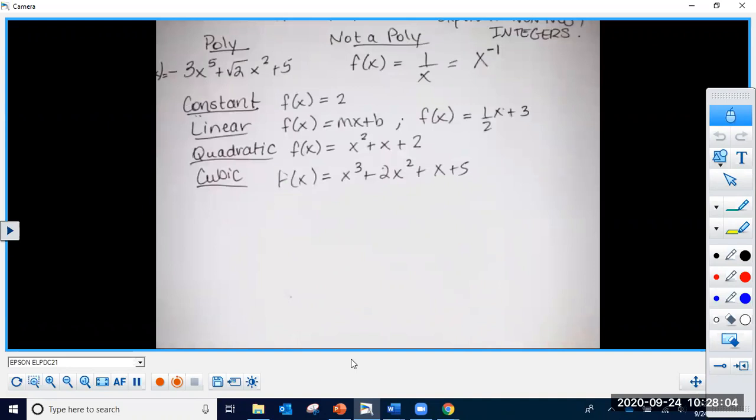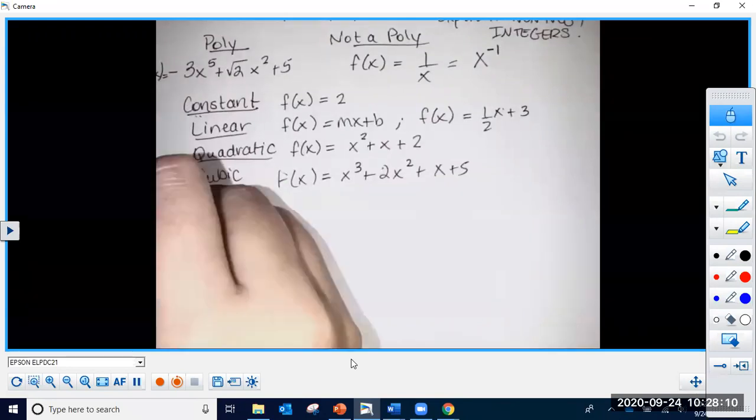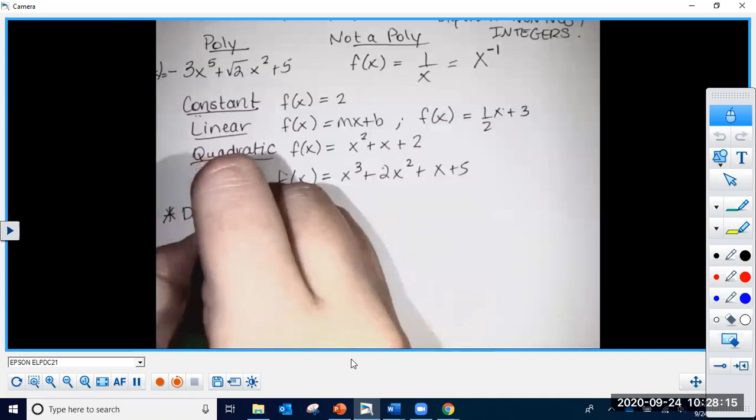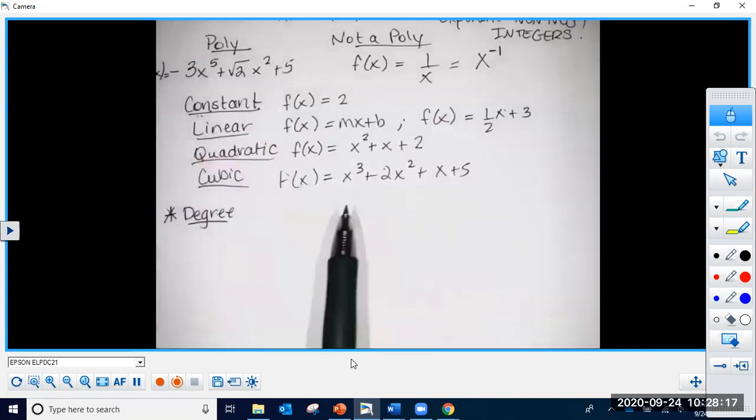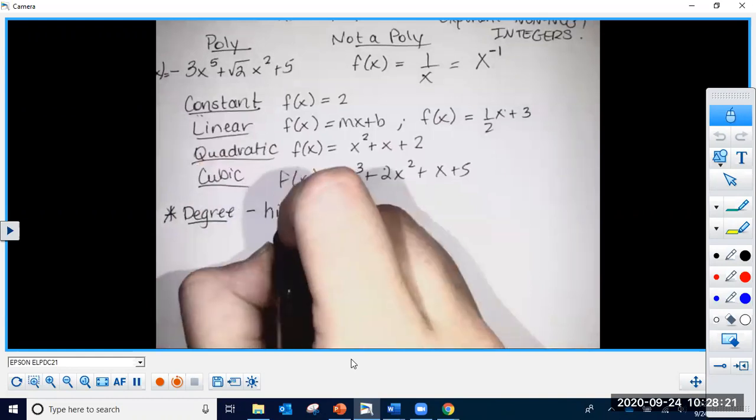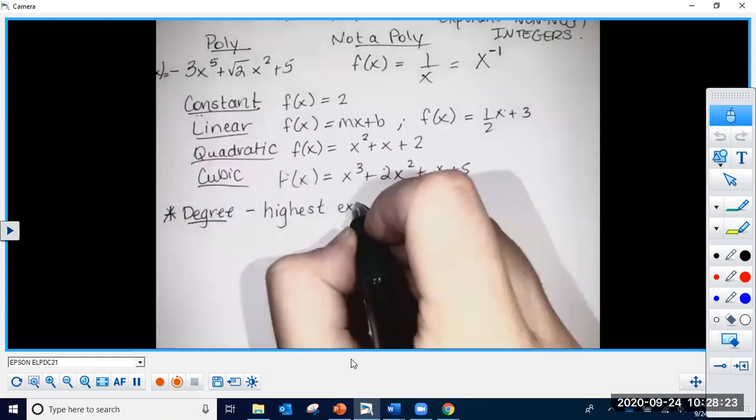All right, another thing that we're going to use in a minute to help us graph polynomial functions is the discussion of the degree. And I've actually already been talking about that when we discussed these. Your degree is simply the highest exponent that you have.